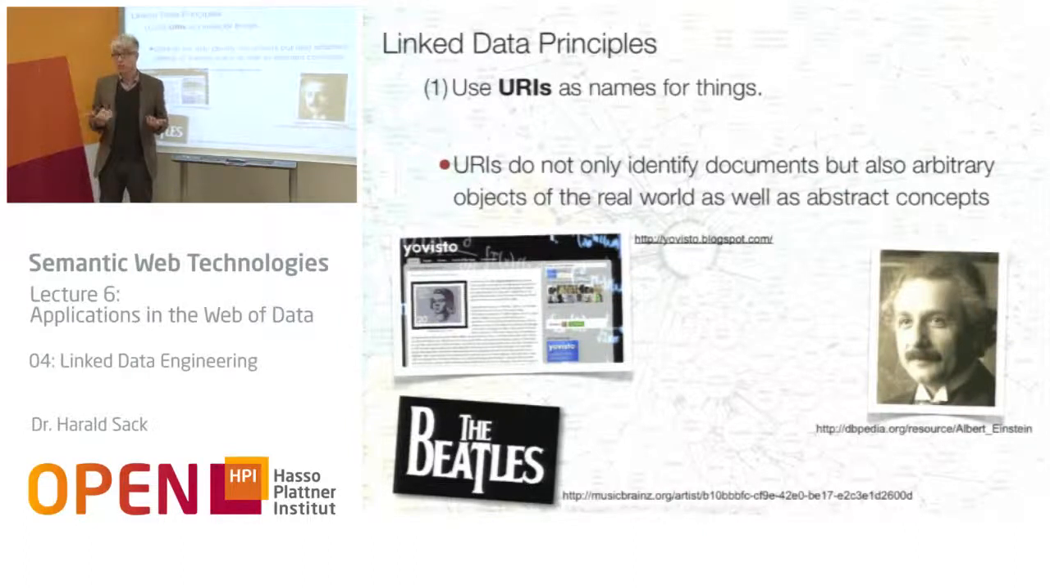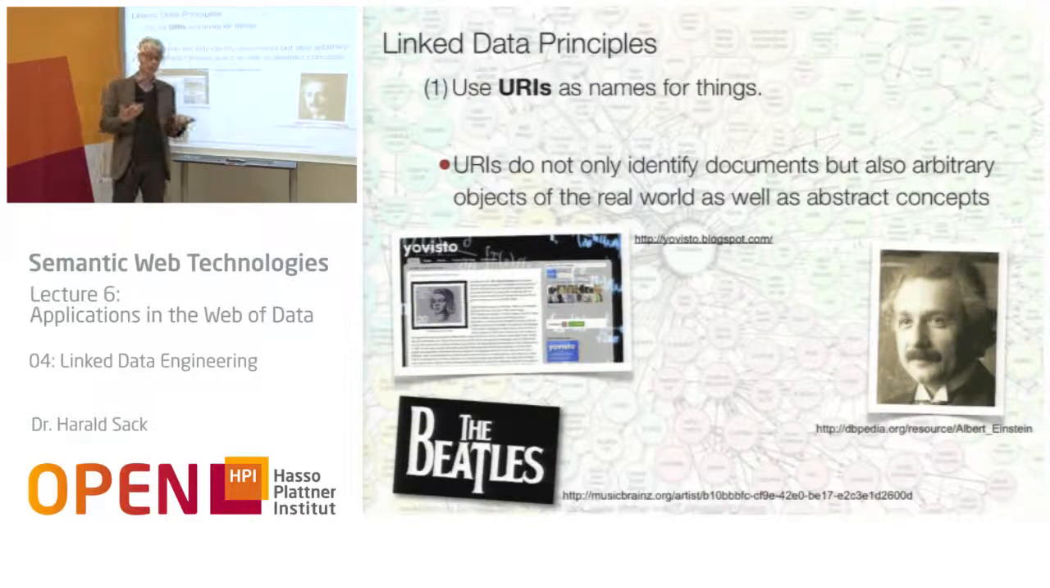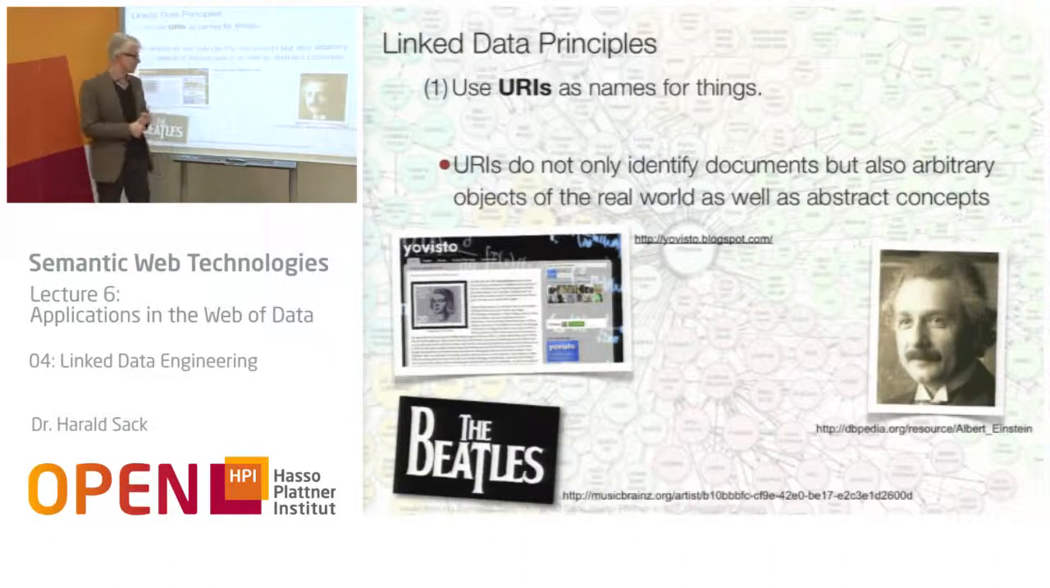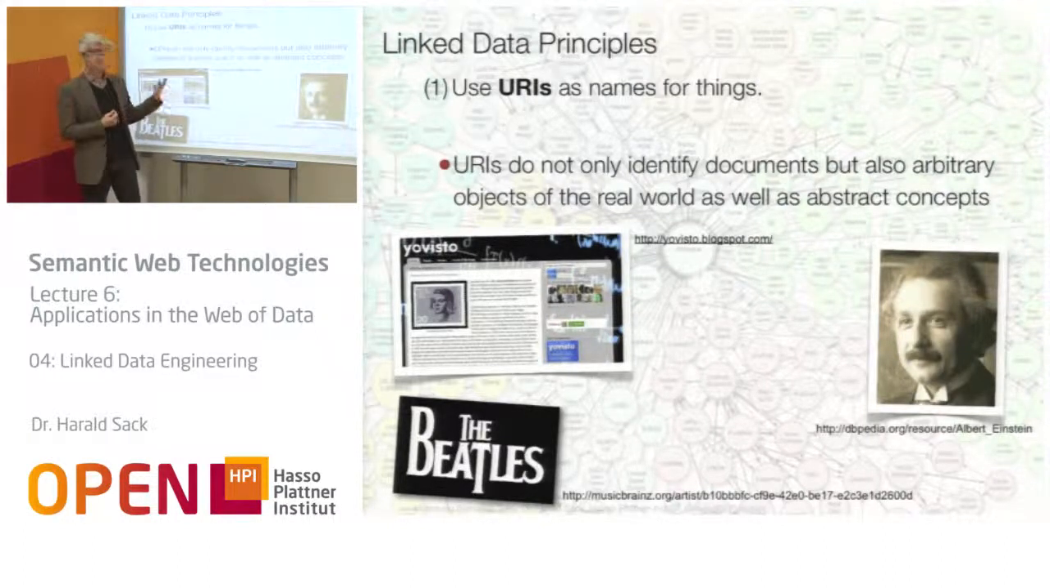So the first thing is quite clear. Of course, we use URIs as names for things. So we identify things on the web with names. We have already talked about this in the very first lecture of this course. So, for example, I can talk about the content of a blog when I use the address, for example, of our Jovisto blog with a history of science.